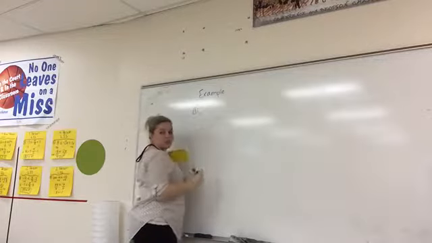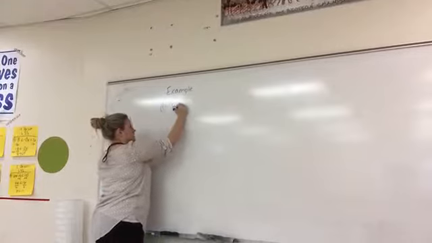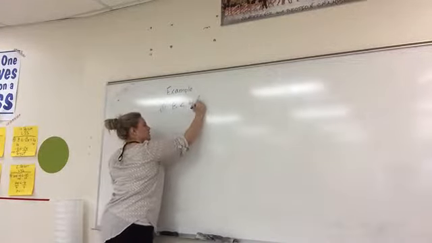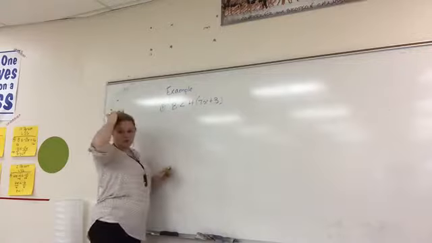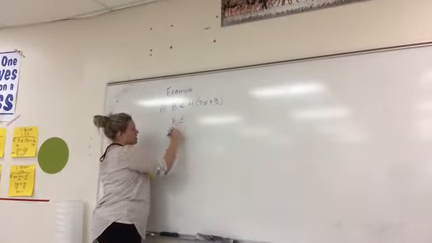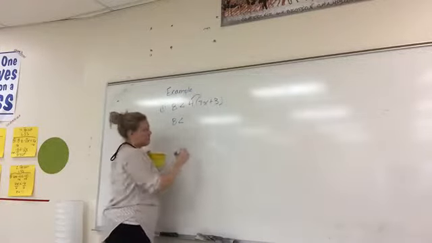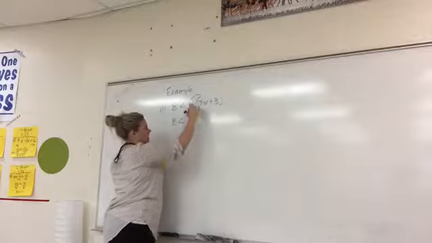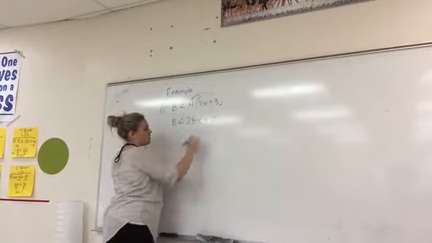So the first example here, we're going to do 8 is less than 4 times (7x plus 3) in parentheses. So the first thing we're going to do is distribute the 4. So I'm going to bring the 8 down, is less than, and then I'm going to distribute the 4. So 4 times 7 is 28x, and 4 times 3 is plus 12.